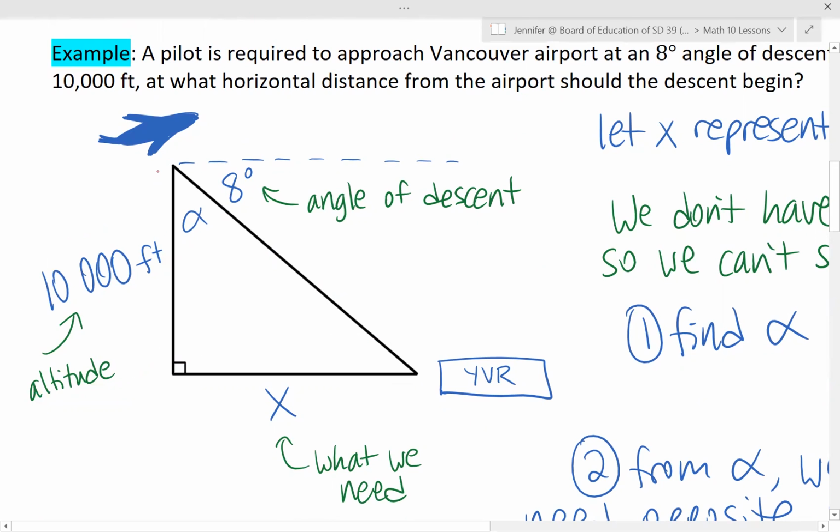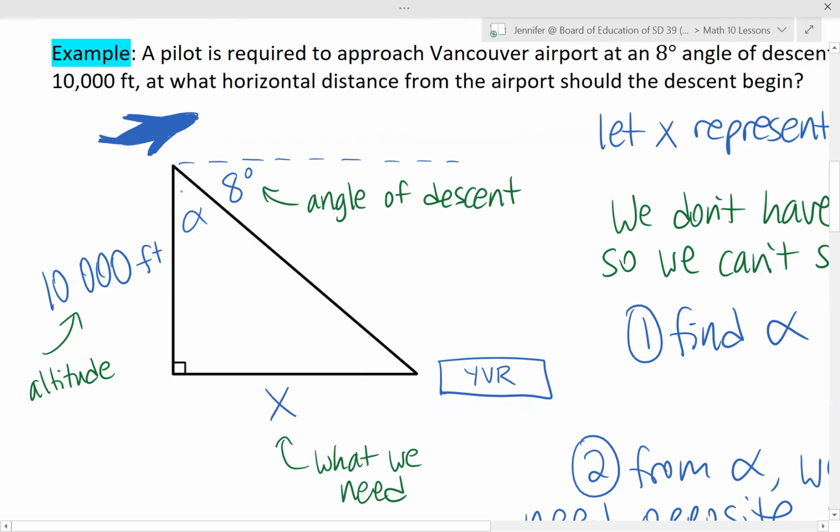What we're looking for is the horizontal distance from the airport. So from the plane to the airport, what does that horizontal distance have to be for when they start the descent? So that I've labeled as X, because that's what we need. That's what we don't know. The other piece of information we know is this 8-degree angle of descent.